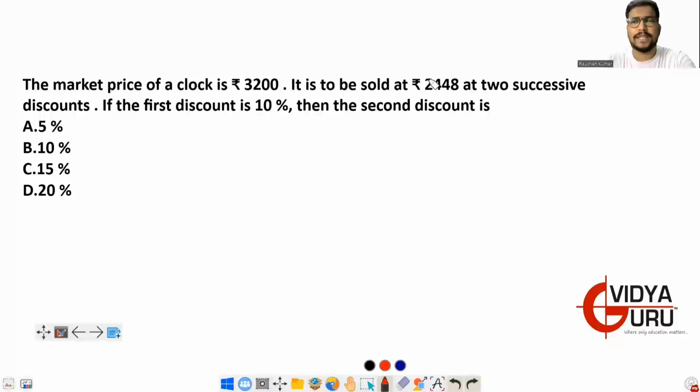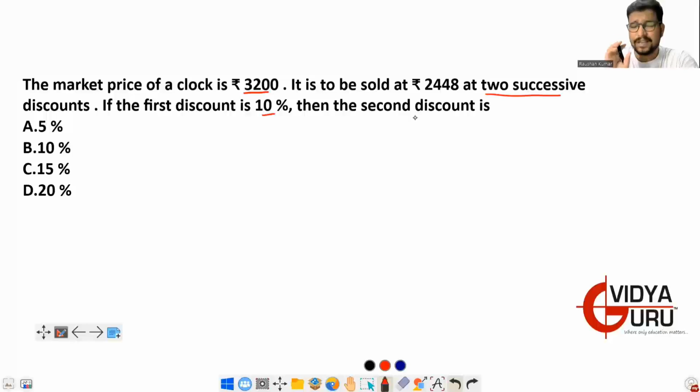Okay, so see, the next question is saying the market price of a clock is rupees 3,200. So in this question MP is given, right? Now it is to be sold at rupees 2,448 at 2 successive discounts. The question is saying 2 successive discounts we have basically used here, right? So if the first discount is 10%, then the second discount.